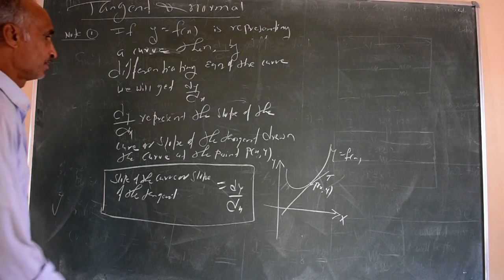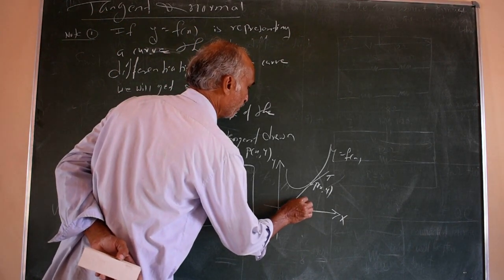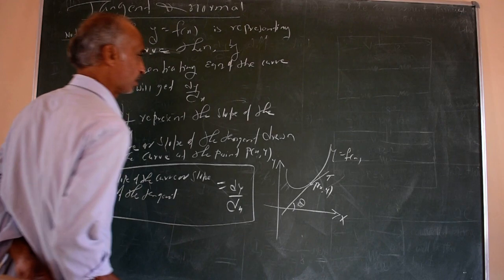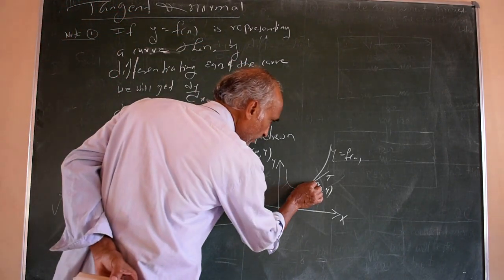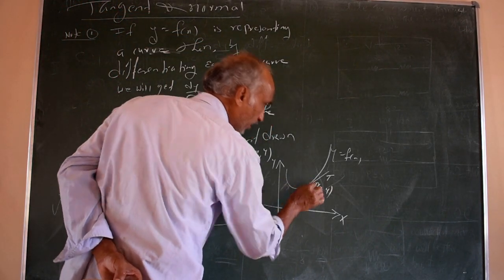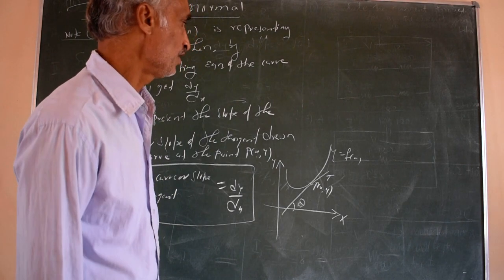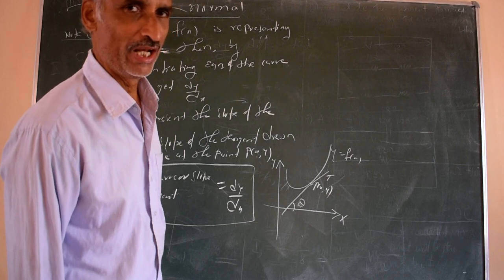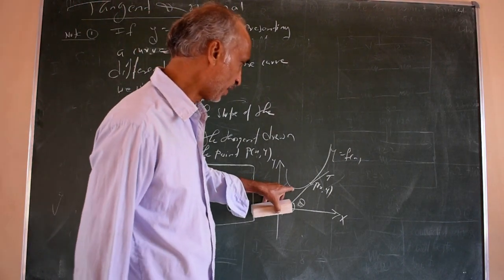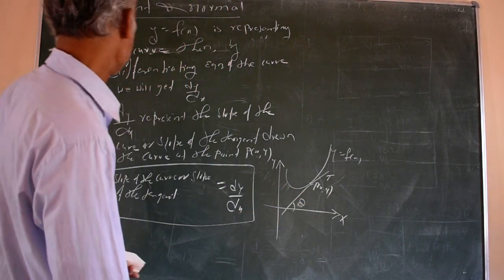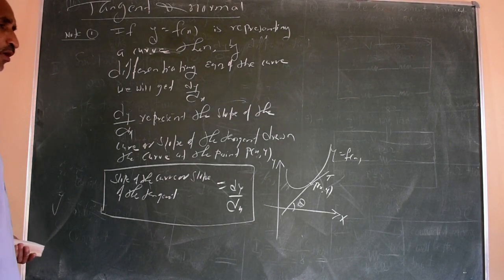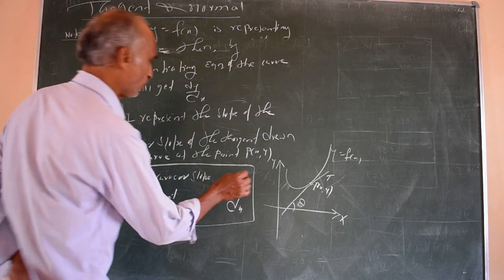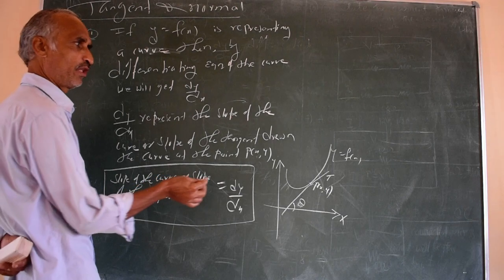Then this dy by dx represents the slope of the curve or slope of the tangent at the point P(x, y). At a particular point P(x, y), the slope of the curve is dy by dx, as well as the slope of the tangent. It is the slope at all the points on the curve.